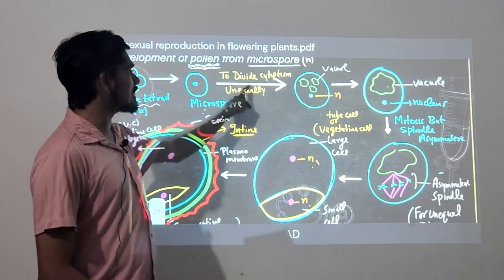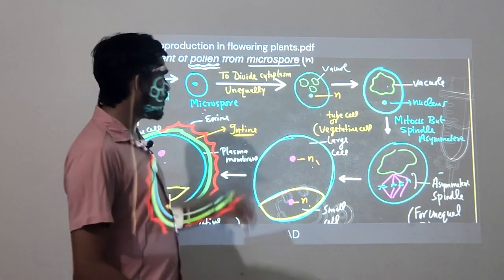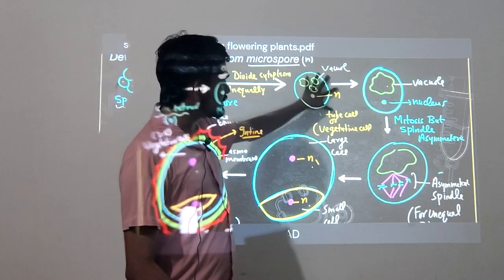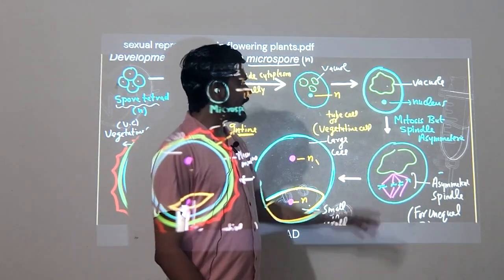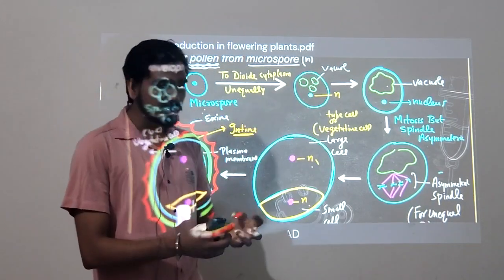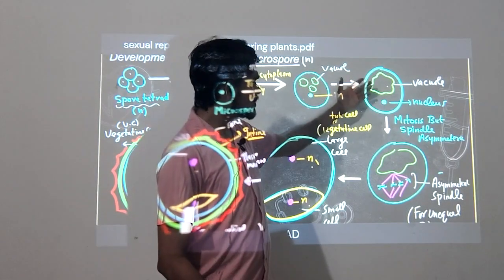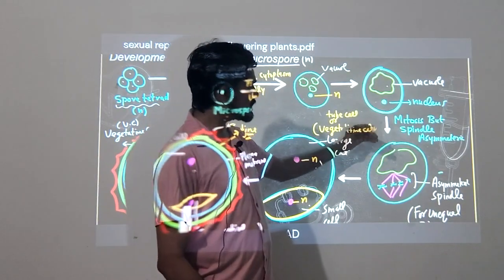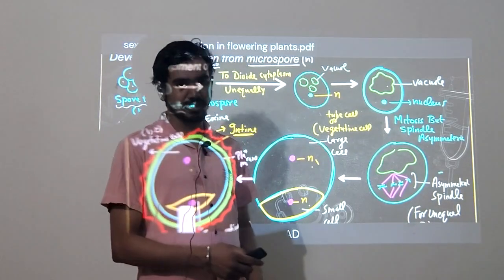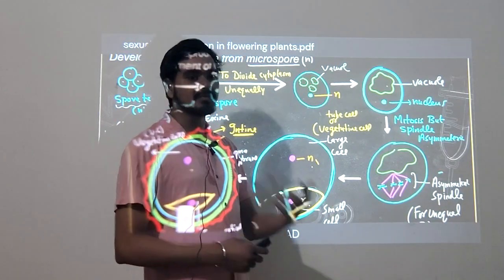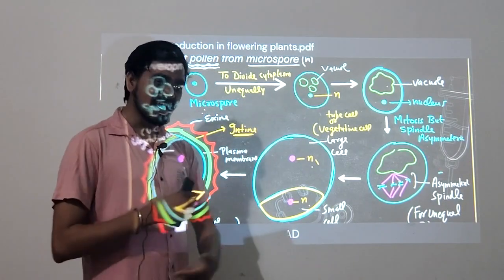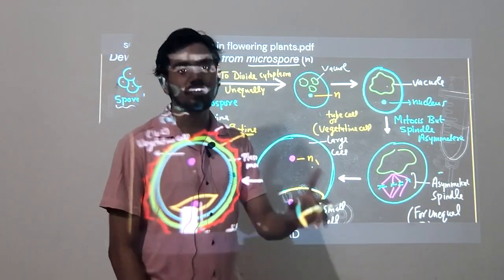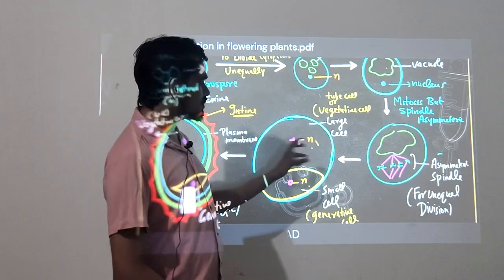That microspore divides its cytoplasm in unequal conditions and forms a vacuole inside the developing pollen mother cell. Because of the enlargement of the vacuole, the nucleus is pushed away from the center to the periphery, and after that mitosis takes place. But the spindle formation during the division is asymmetric, and because of that the division of the cell is unequal, and we find 2 nuclei.